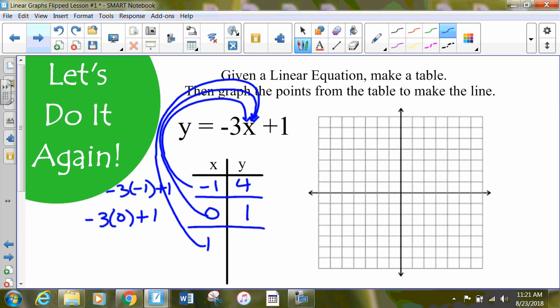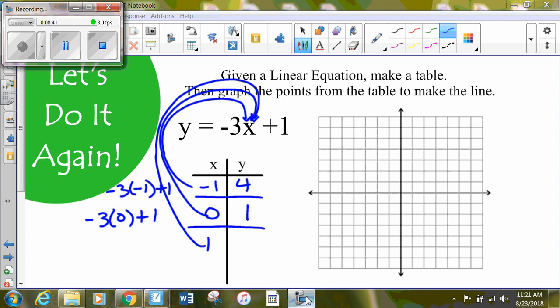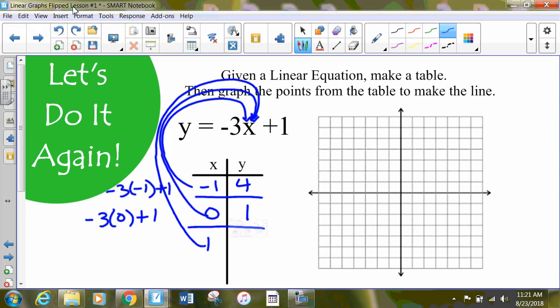And one last time, we're plugging in a 1. So -3 times 1 is -3. -3 plus 1 is -2. So here we go. What did I just say? -3 plus 1 is -2. And we could do it this way and get the same thing in our calculator.